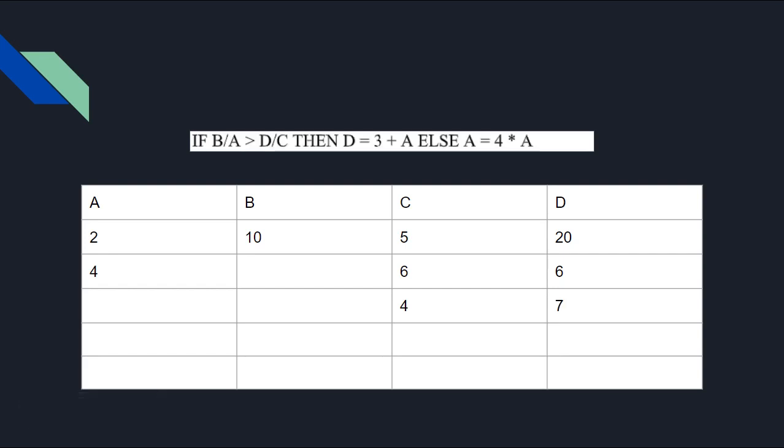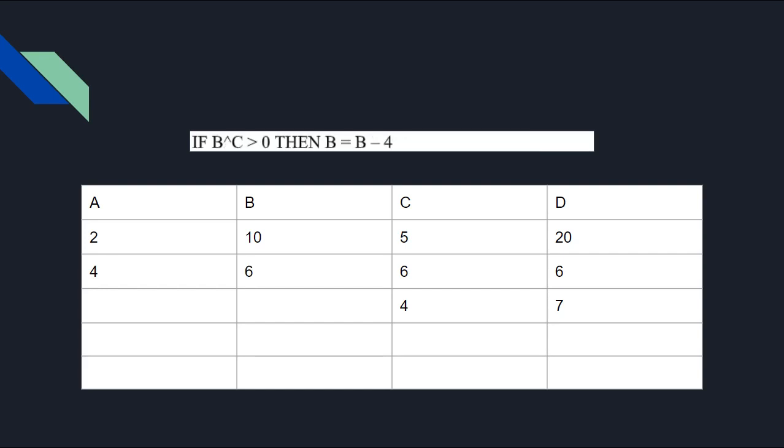So here we're checking if B divided by A, 10 divided by 4, is greater than D divided by A, which is 6 over 4. I already put in the new value, but our old value of D was 6. If 10 over 4 is greater than 6 over 4, which logically we know it is, then D equals 3 plus A. So the current value for A is 4. 4 plus 3 is 7. And so our new value for D is 7.